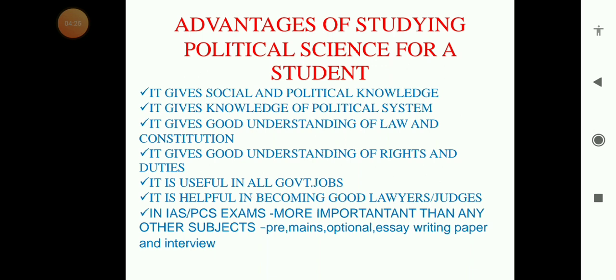So first of all, it gives knowledge about social behavior, how people are socialized into the political system, then political knowledge, what's going on, what kind of system we are living in, and then about different political theories and parties, political parties, and groups, pressure groups, and the behavior of people they come to know about.